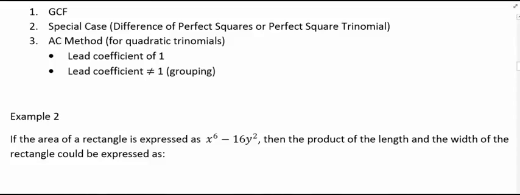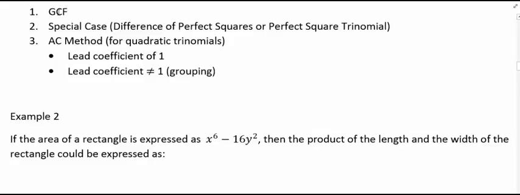Okay, let's look at this next example. It says, if the area of a rectangle is expressed as x to the sixth minus 16y squared, then the product of the length and the width of the rectangle could be expressed as... So basically what we're going to do is take the area of this rectangle, it's a polynomial, and we're going to try to factor it.